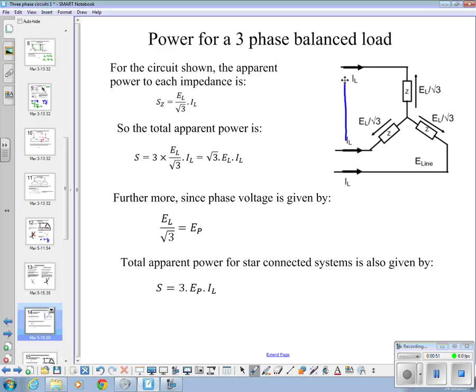So the total apparent power, because this one is S equals EL over root 3 times IL, but we've got that 1, 2, 3 times in this system. So the total apparent power must be 3 times that. And if you do 3 over root 3 in your calculator, you get root 3 as a result. Okay, so the total apparent power, ST, is root 3 times the line voltage times the line current.